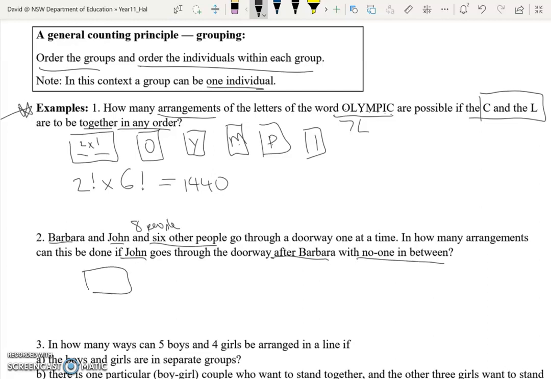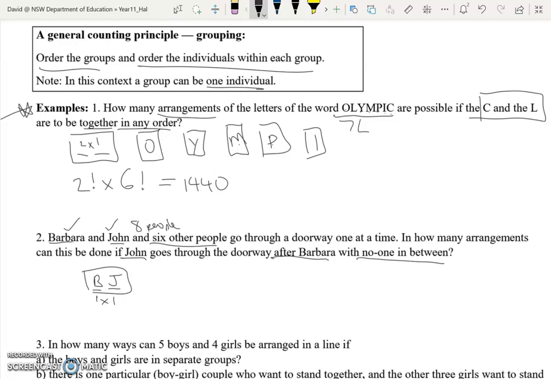John goes directly after Barbara. So that means that we have to have B first, then J second. So there's only one way for that and one way for that. So that's the individual inside that group. How many options? 1 times 1. We can't switch it like this one, so we don't have a 2 factorial. We just got a 1 times 1.